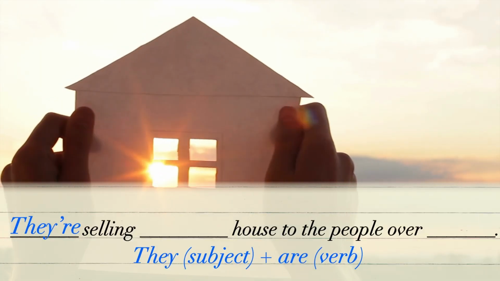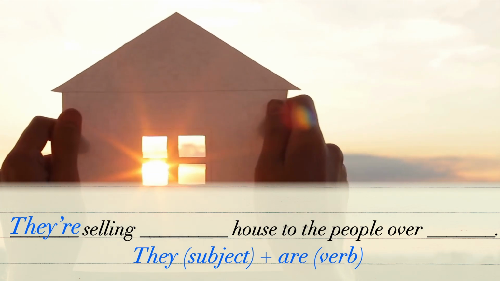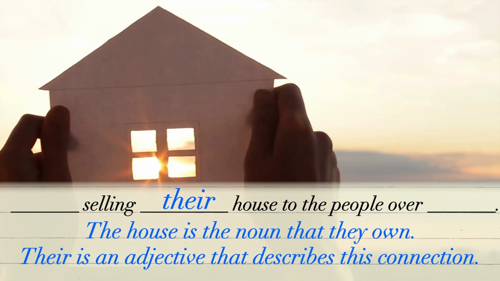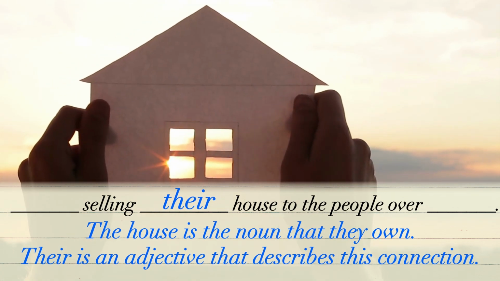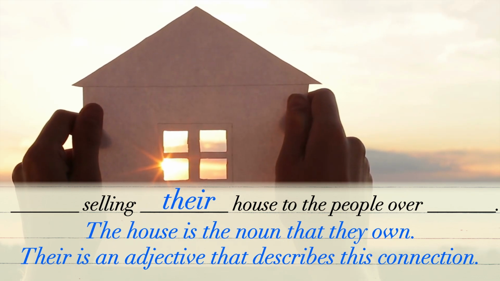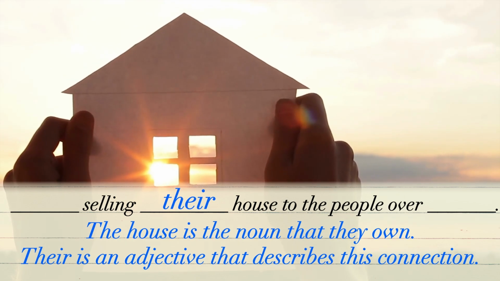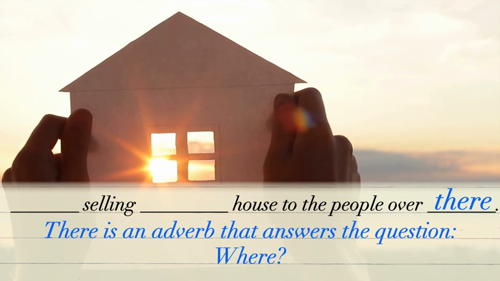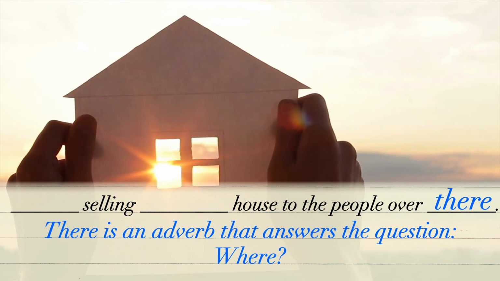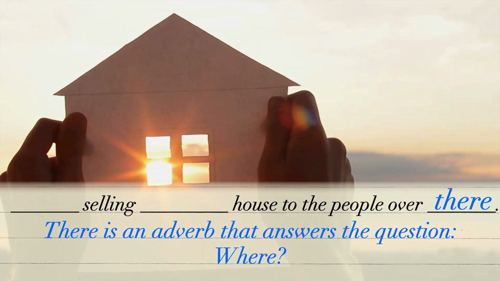Filling in the first blank there takes care of 2 of the 3 components of an independent clause, the subject, they, and the verb, are. Because the second blank precedes a noun, there really is only one choice here, their. As we know, there is an adjective that demonstrates the possessive nature of something and the thing that something owns. The house being sold is their house. For the third and final blank, the word there is the winner. Functioning as an adverb, there describes the location of the people the house is being sold to.